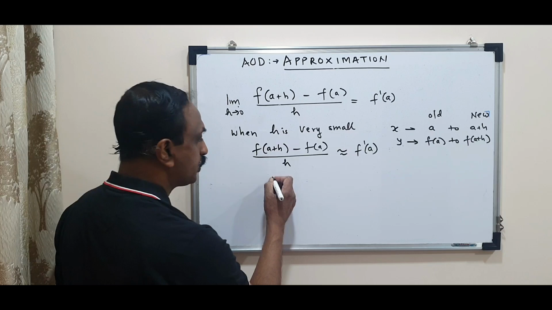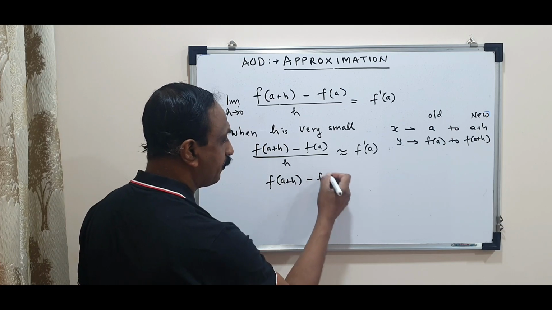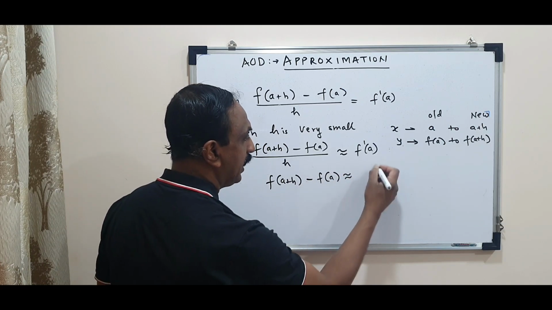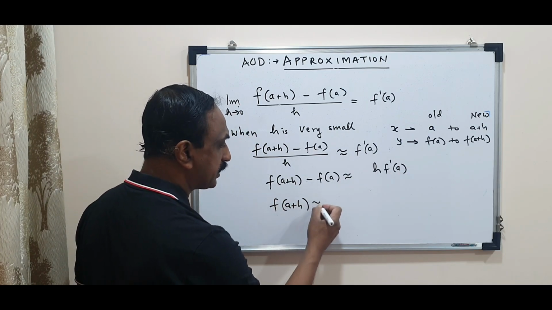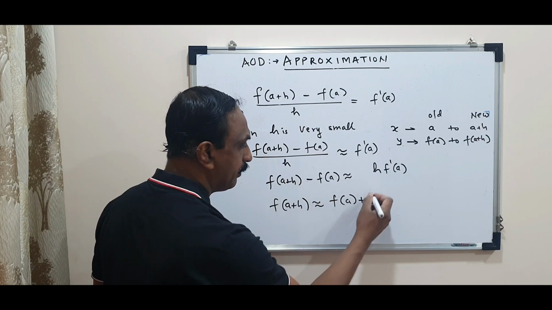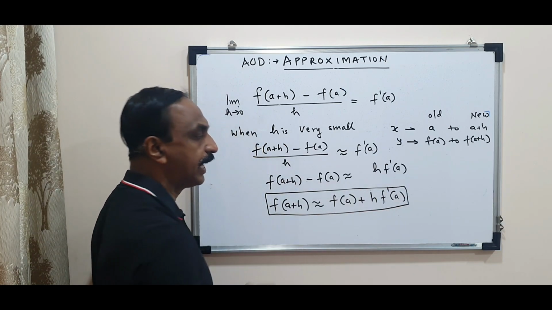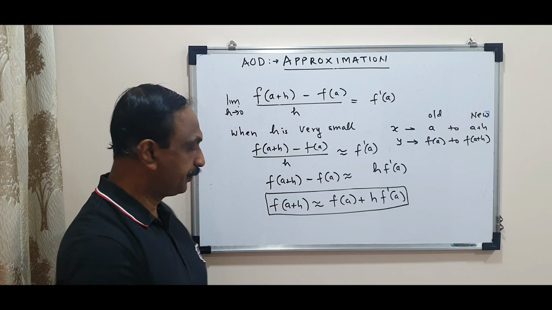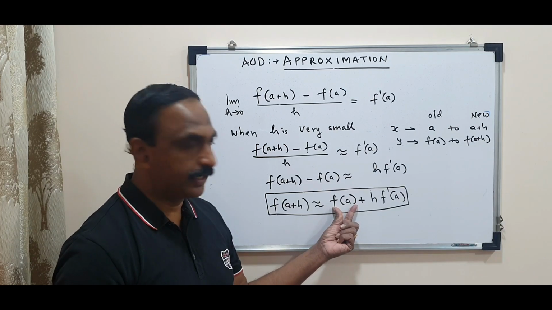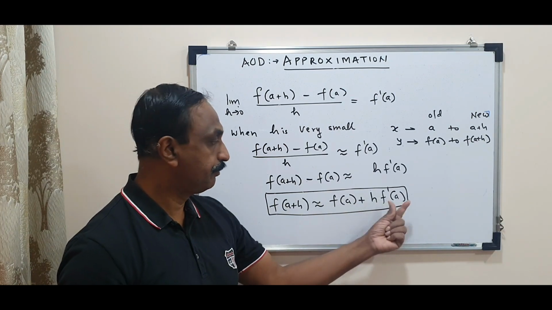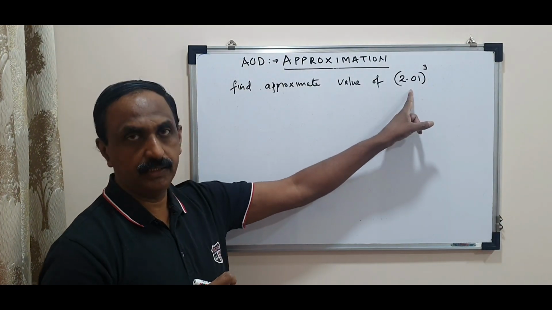That's what the definition says. So from here, making f of a plus h the subject, f of a plus h minus f of a is approximately equal to h into f dash of a. So finally, f of a plus h is approximately equal to f of a plus h into f dash of a. This is the formula that we are going to apply for calculating the approximation. So for a function's value, this is a y coordinate: the new value of the y coordinate is the old value of y coordinate plus the increase in x coordinate multiplied with the derivative's value.